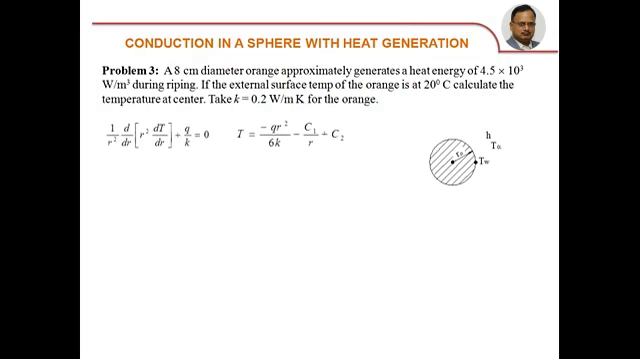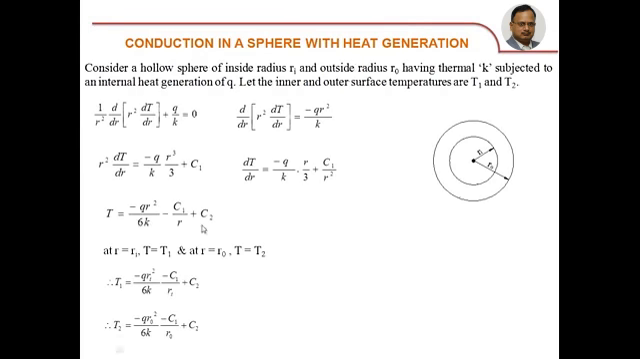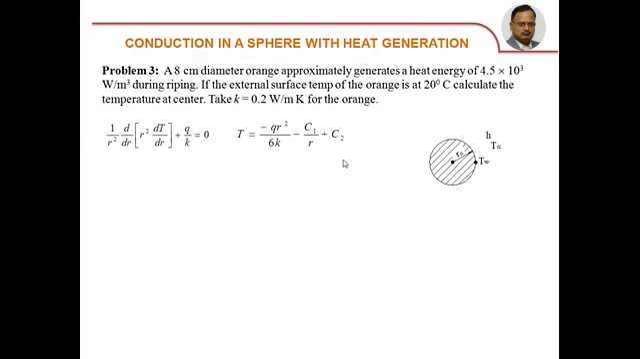Very interesting practical problem. All vegetables have heat of respiration. So in the process of ripening, they generate some amount of heat energy. It is an internal heat generation problem for a sphere, and the governing equation we have seen is T equal to minus Q dot R square by 6K minus C1 by R plus C2. And dT by dR is minus Q dot R by 3K plus C1 by R square.